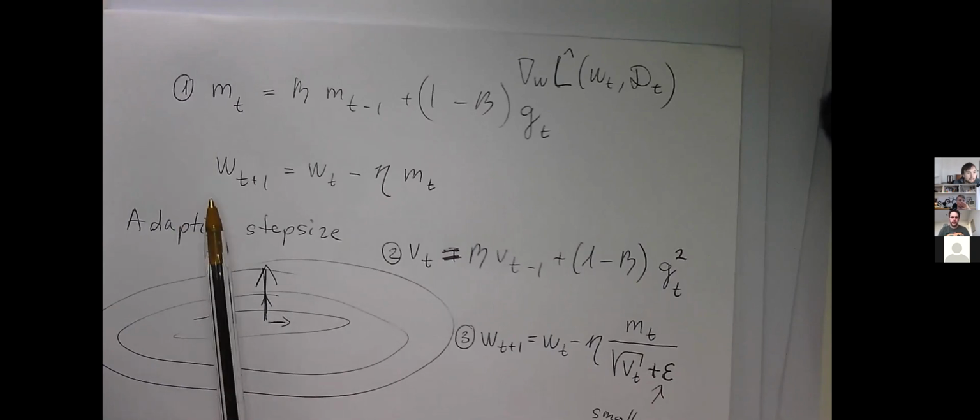So this is essentially the whole point of Adam. It's very simple. It essentially estimates on the fly the first and the second moments of the stochastic gradients, and then it uses those in order to update your parameters.